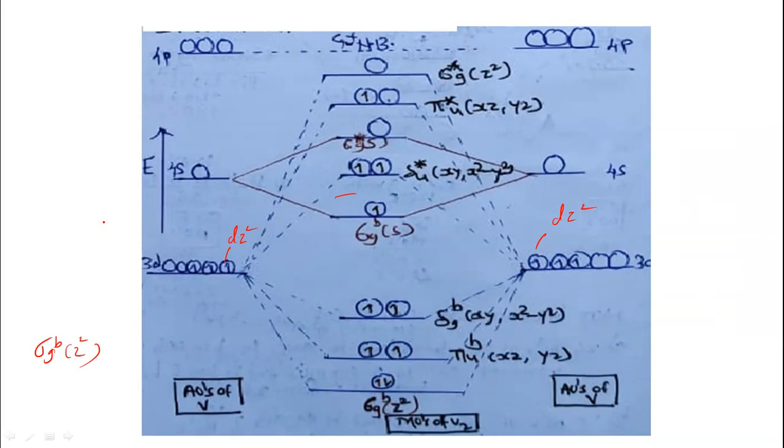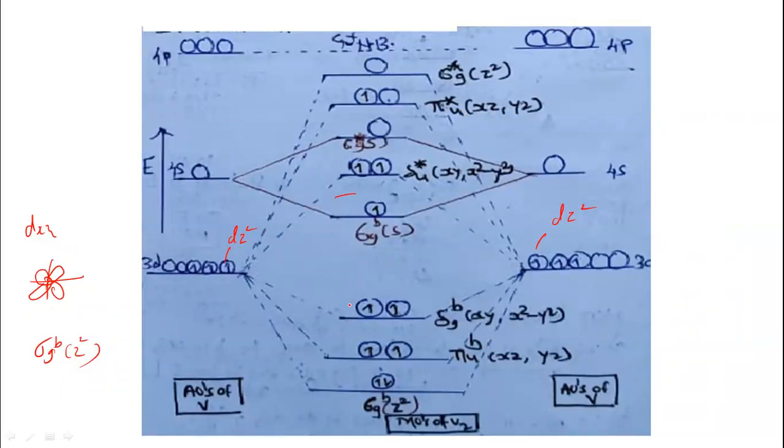Now next it is dxz and dyz. The dxz orbital of the vanadium atom overlaps with dxz, forming a pi bond. It is suitable for the formation of the pi bond because the lobes are in between the axis. So it is suitable for the formation of the pi bond, and it is uneven. U stands for uneven bonding molecular orbital. And there is the anti-bonding orbital pi star xz yz.